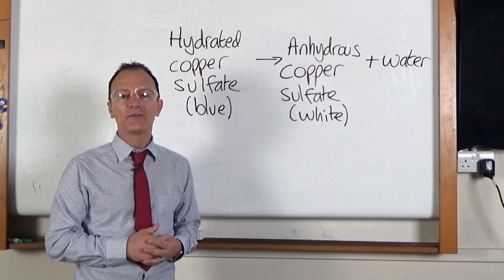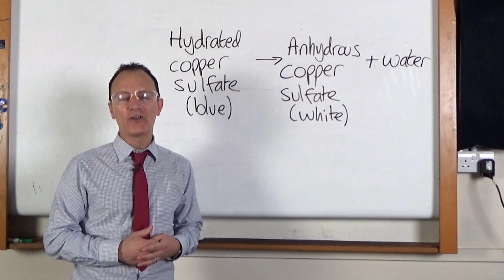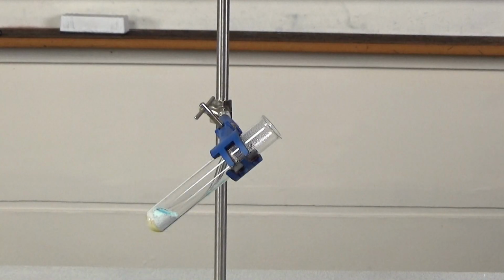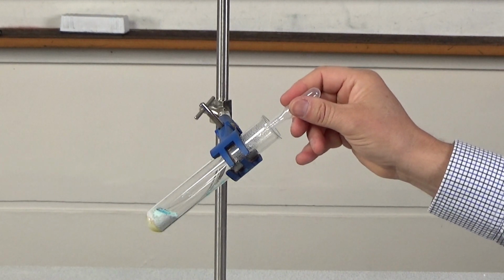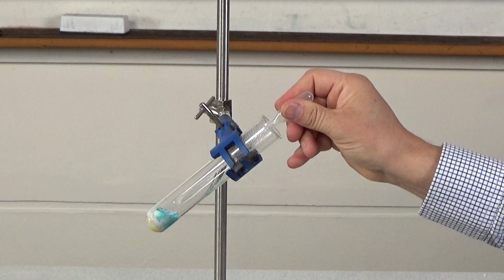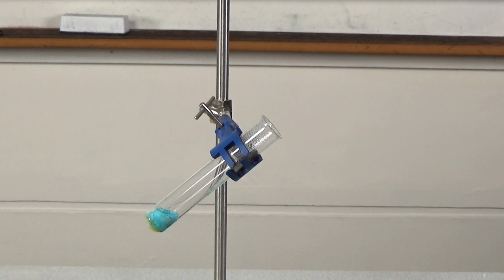But that's not the end of the story, because this is a reversible reaction. Let's see what happens if I add a few drops of water to the anhydrous copper sulfate. We can see it's changing back into the blue hydrated copper sulfate because it's a reversible reaction.